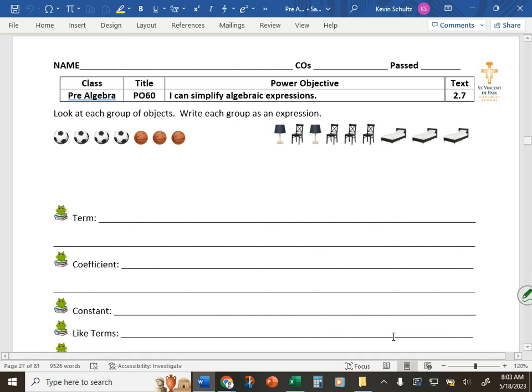Pre-Algebra. We are starting our last unit of the year, PO60. In fact, every objective in this unit is a PO. So be ready for the test. Make sure that you are adequately prepared.